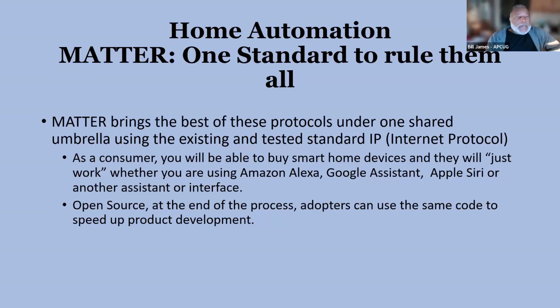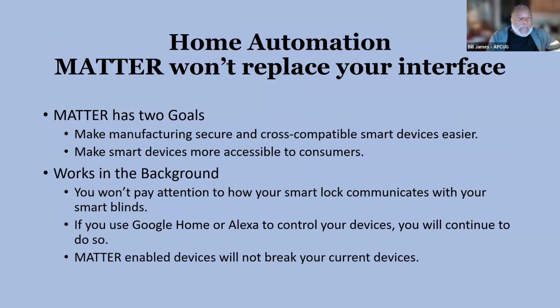So you'll see this logo on home automation products, and it's just a simple word that says Matter compatible. It has two goals. One is to make manufacturing secure and cross-compatible with devices, and make smart devices more accessible to consumers.